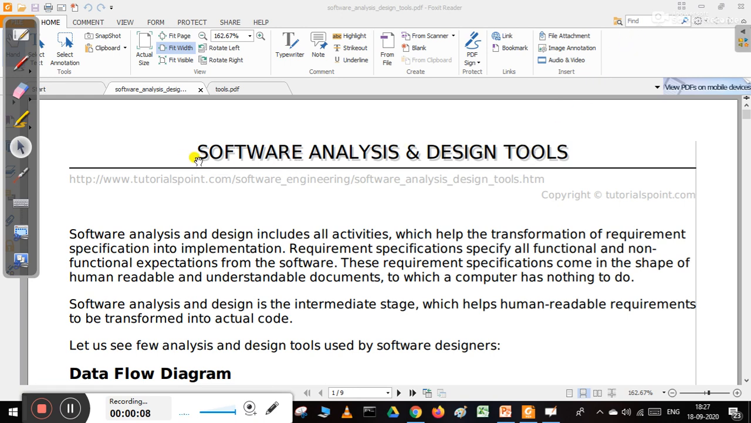Here it is mentioned as software analysis and design tools. You can think of it as any system, any information system. That is why it can also be said as software.